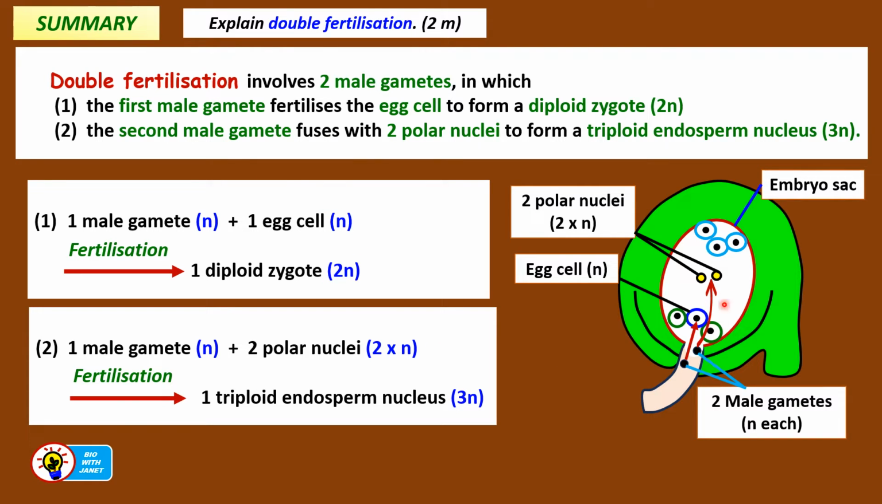And here's a picture which shows you double fertilization. The first male gamete fuses with the egg cell to form the diploid zygote, and the second male gamete fuses with two polar nuclei to form the triploid endosperm nucleus. Sometimes it's just called triploid nucleus, okay? But we add the word endosperm because in the end, the triploid endosperm nucleus will divide by mitosis to form many cells that in the end form the endosperm or food stock, all right? So you must memorize how to explain double fertilization. This is the most important question in this lesson.